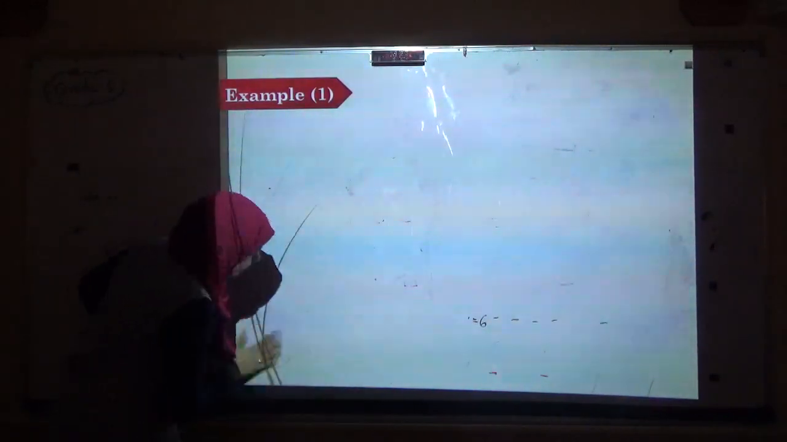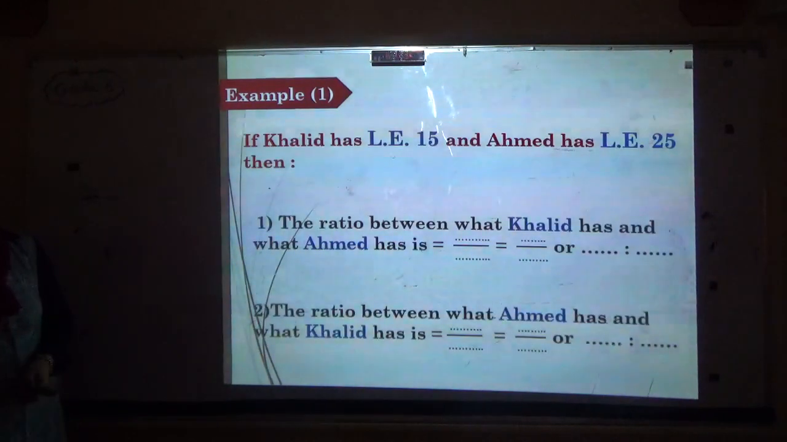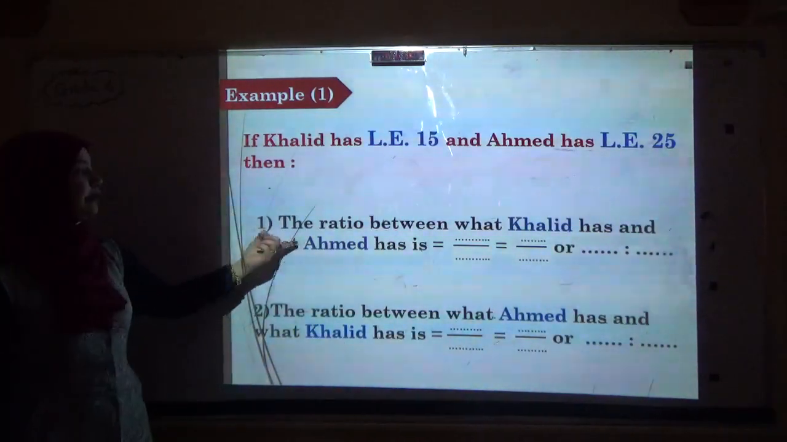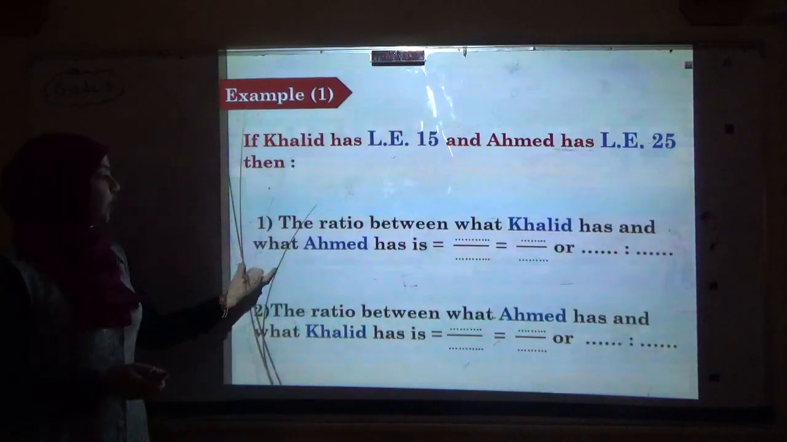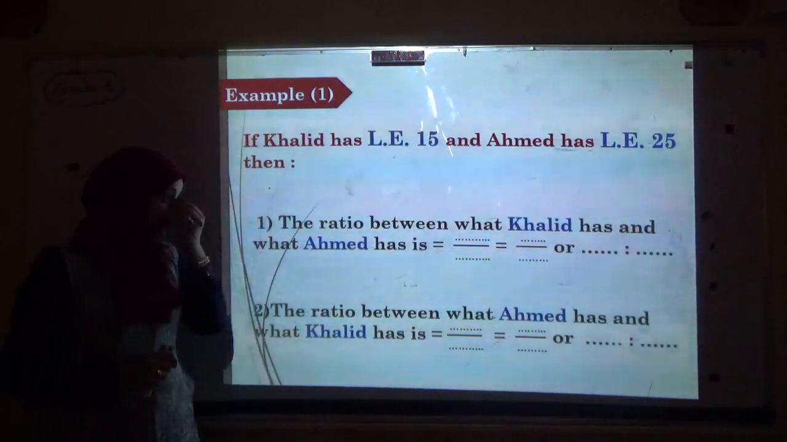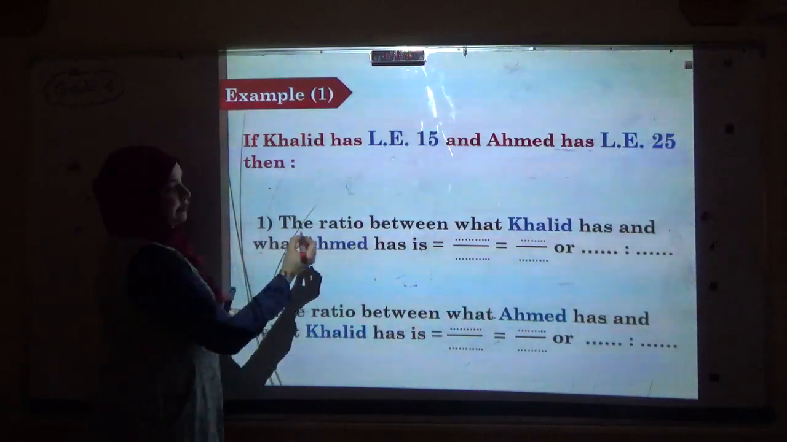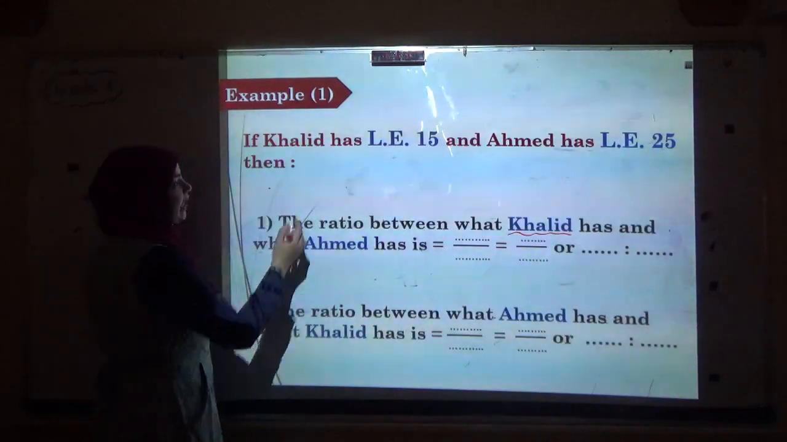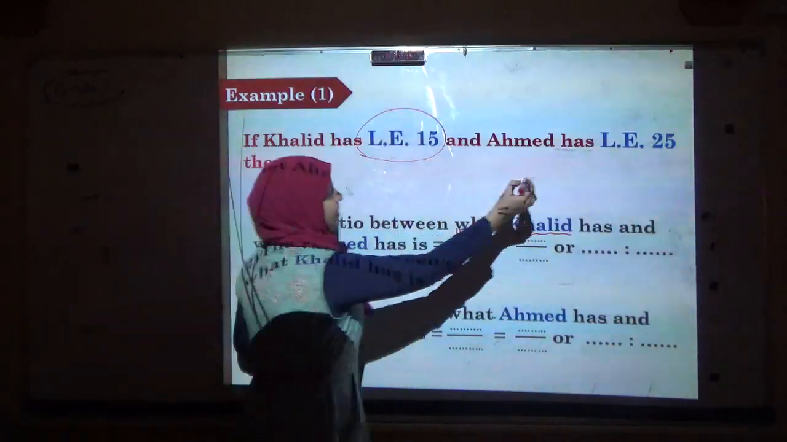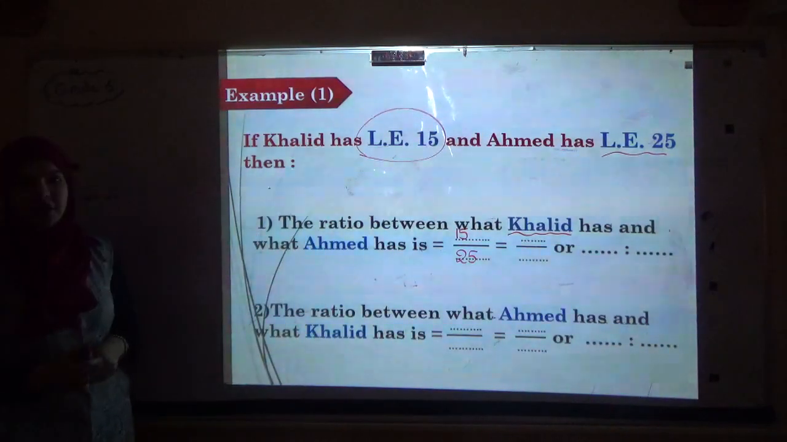Now we have an example. Khalid has LE 15 and Ahmed has LE 25. Then the ratio between what Khalid has and what Ahmed has is, we said that the ratio between two numbers equals the first number over the second number. Here the ratio between what Khalid has, 15, over what Ahmed has, 25. So the ratio between them is 15 over 25.